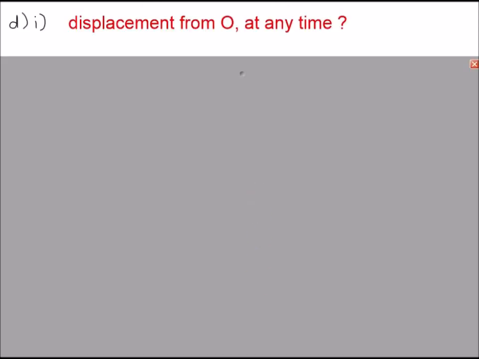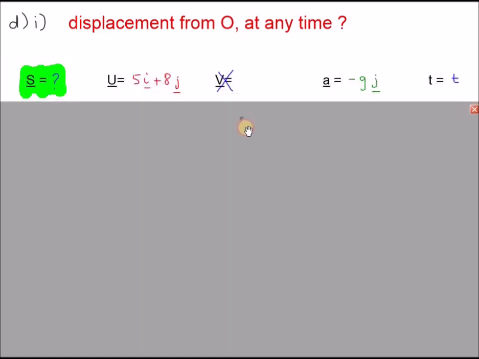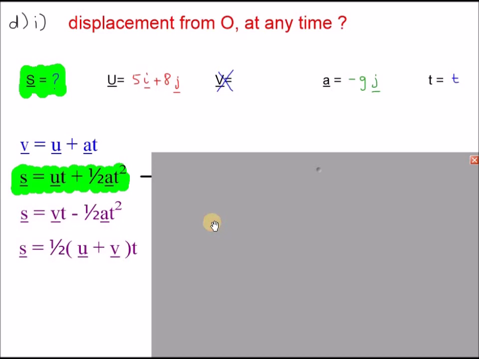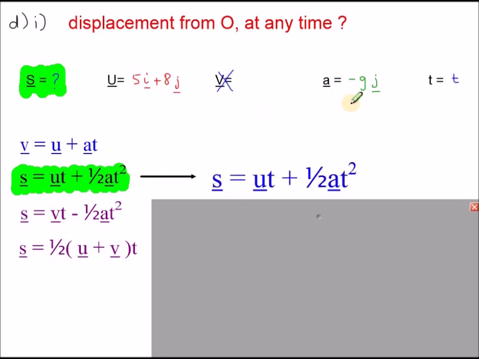To work out the displacement from O at any time, so hence the displacement vector, again we use SUVAT. This is what we're after. So looking at the SUVAT formulae, we need one without v. We've got no interest in v. So s equals ut plus half at squared. We substitute these vectors and t into this formula.